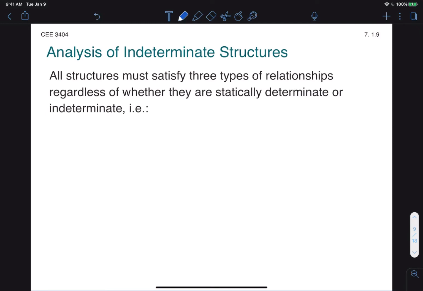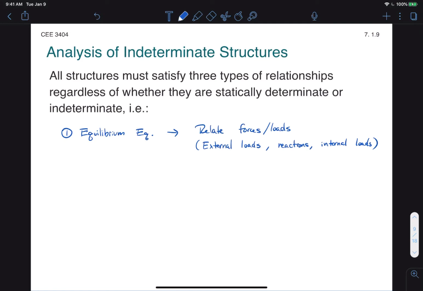They're the equilibrium equations, which we've been using a lot. Obviously, those relate the forces on the structure. So all loads must balance. That includes the external loads, the reactions, and the internal loads in the structure.